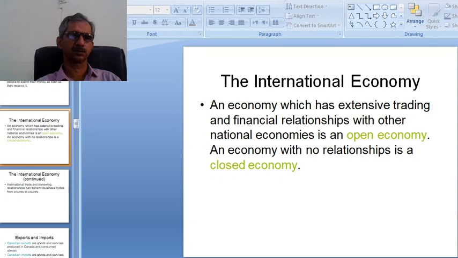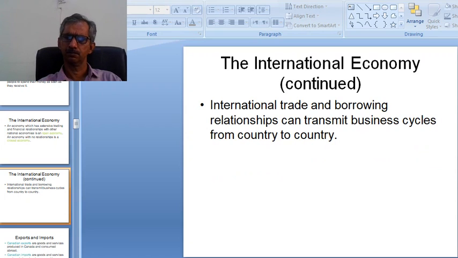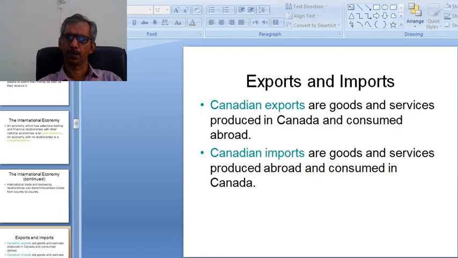Another topic which we will be discussing in macroeconomics is the international economy. An economy which has extensive trading and financial relationships with other national economies is an open economy, and an economy with no relationships is a closed economy. Most of the countries of the world are treated as open economies. It includes international trade and borrowings. Relationships can transmit business cycles from country to country.